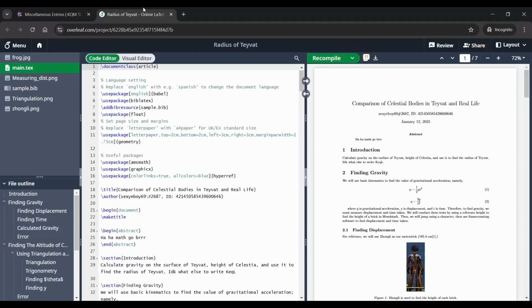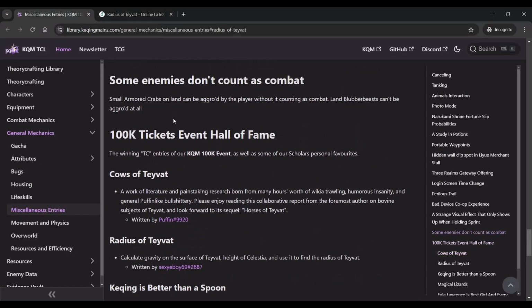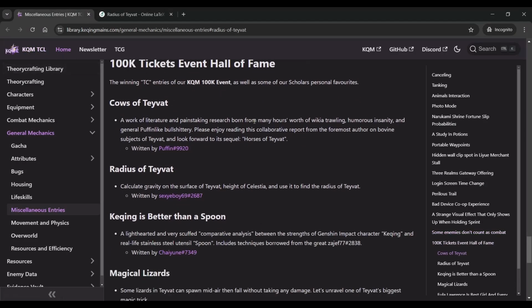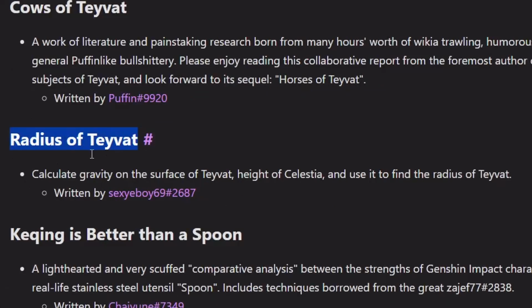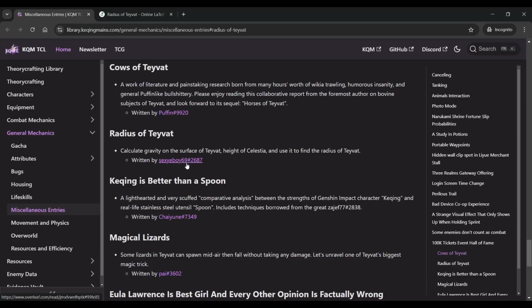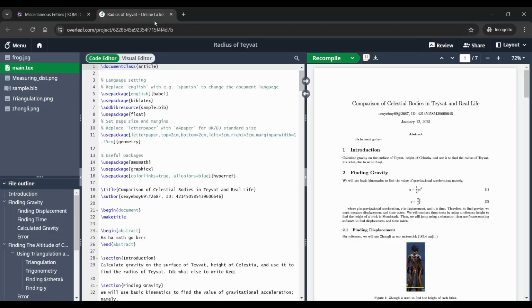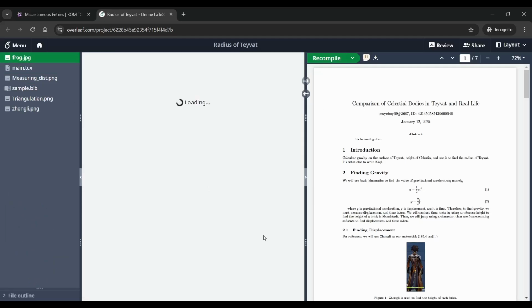For our first episode, we'll be taking a look at something interesting I found in the KQM theory crafting library. I came across this one here, and it piqued my interest. The radius of Teyvat. You calculate gravity on the surface of Teyvat, the height of Celestia, and use it to find the radius of Teyvat. And it was written by Sexy eBoy69. Nice. What I also found particularly interesting is that if you click on this link, it will bring you to an Overleaf paper. So this person really went hard on this, and I mean, you bothered to write a paper on it, so I might as well give my critique of it. And why not? There's also a picture of a frog here.